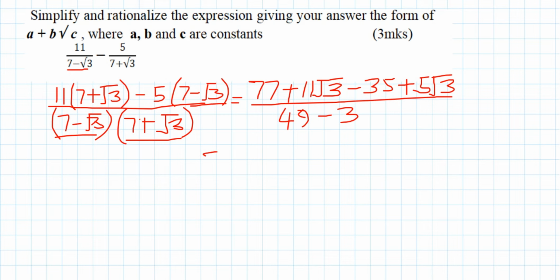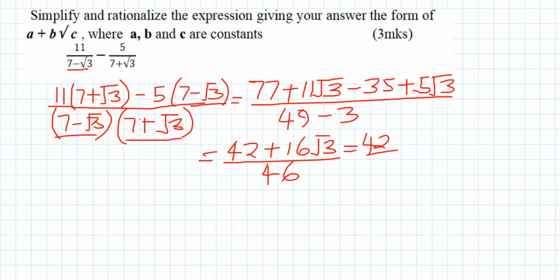So when we put the like terms together, we get 77. Take away 35 is going to give you 42. And then you take 11 root 3 plus 5 root 3 is going to give you positive 16 root 3. And then 49, you take away 3, is simply going to give you 46. And then now after that, we can separate the two so that we have 42 out of 46, and then plus 16 out of 46 root 3.